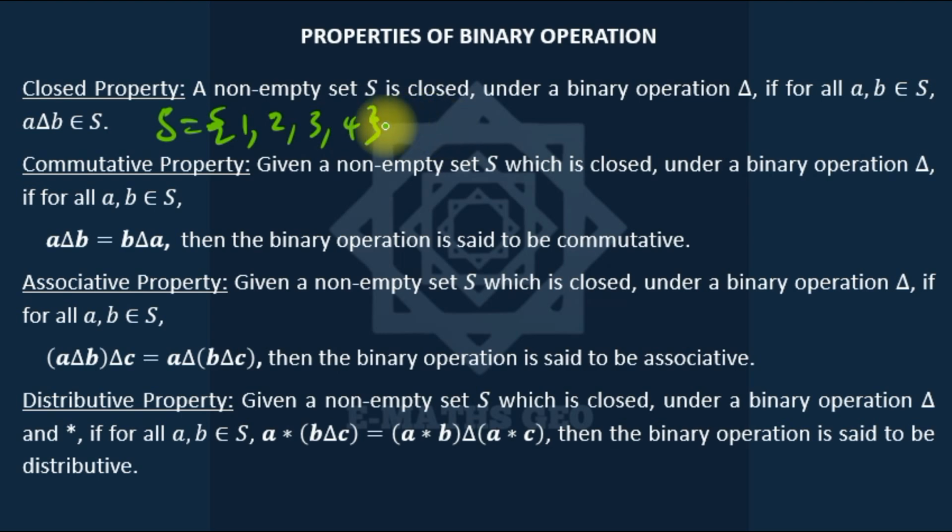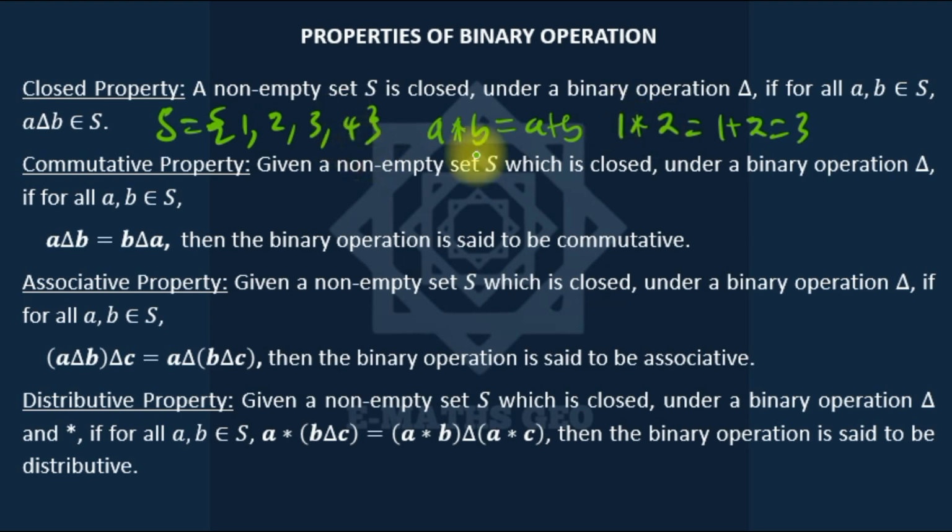So, I now combine this by an operation, maybe star: A star B is now A plus B. If I combine this and the answer that you get is not within this set, it means that it's not closed. For example, if I now do 1 star 2, which is 1 plus 2, my answer is 3. 3 is inside the set, is part of the set, so this is closed. 1 star 2 is closed.